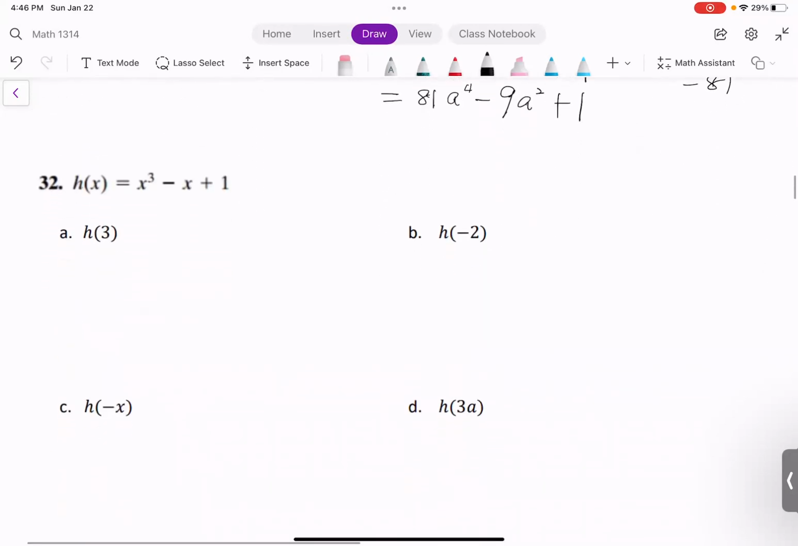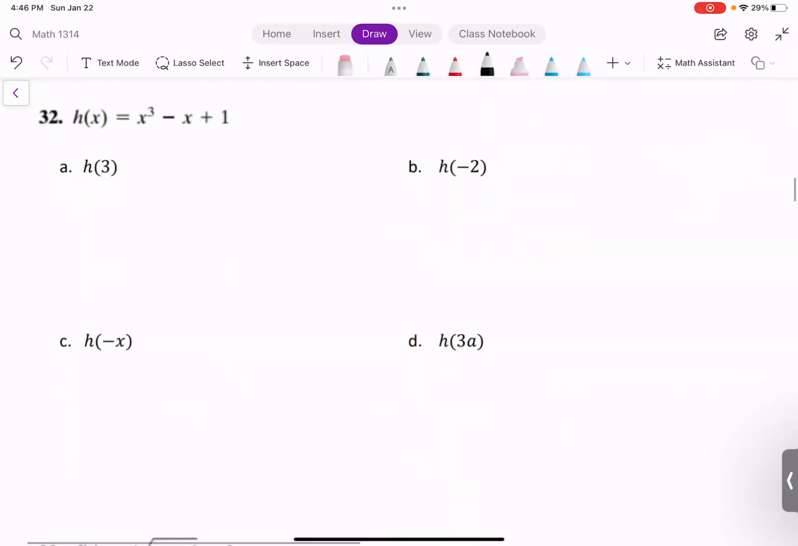Okay, let's see. Example 32. Now we have h of x equals x cubed minus x plus 1. Number A, the input is 3. 3 cubed minus 3 plus 1. So 3 cubed equals 3 times 3 times 3. That's 27. Minus 3 plus 1. 27 minus 3 is 24. 24 plus 1 is 25. Okay, let's see next example.